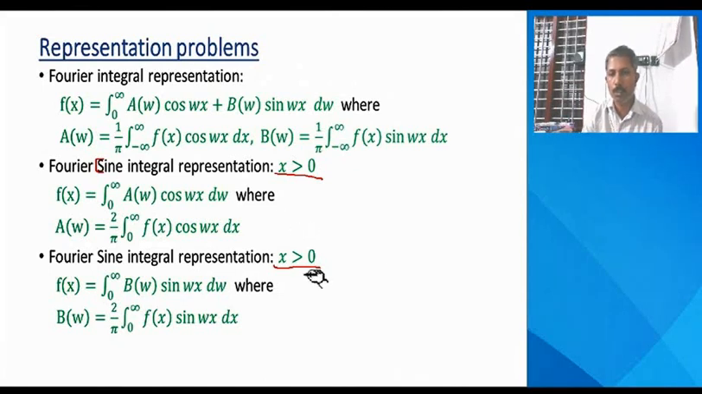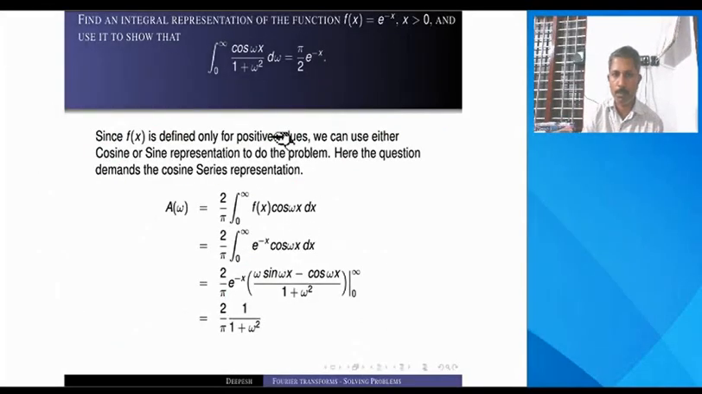Okay, now we'll go to solving problems. So the first problem is to find the integral representation of the function f of x equal to e raised to minus x, where x is greater than 0. And using it, you have to show that the integral from 0 to infinity of 1 by 1 plus omega square cos omega x d omega is equal to pi by 2 e raised to minus x.